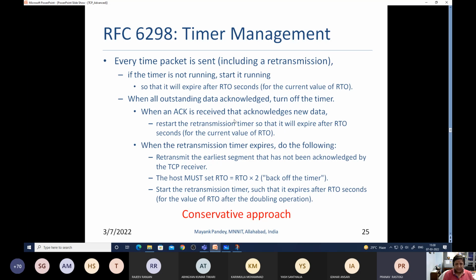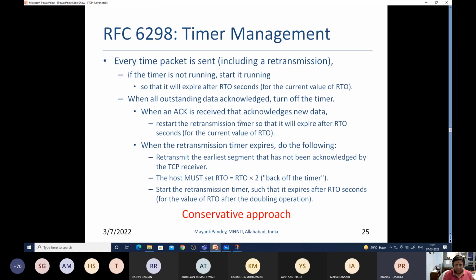When an acknowledgement is received that acknowledges new data, restart the retransmission timer so that it will expire after RTO seconds for the current value of RTO. When an ACK is received that acknowledges new data, so this will happen after this. So you have got the acknowledgement for all outstanding data. You turn off the timer.